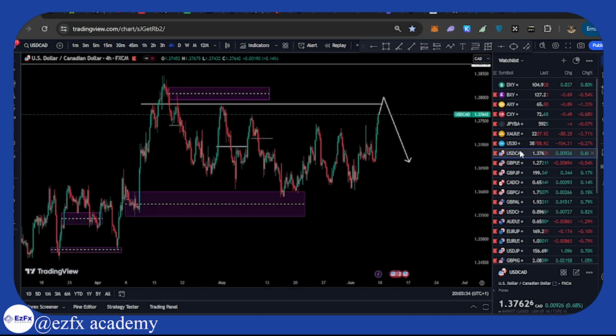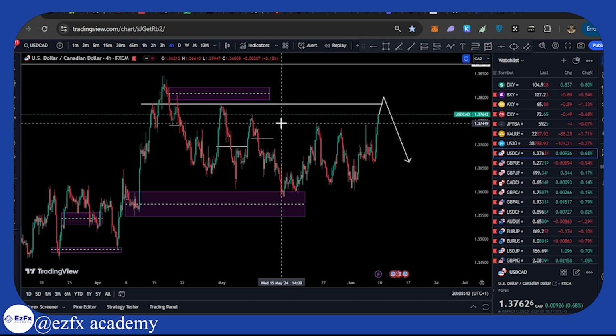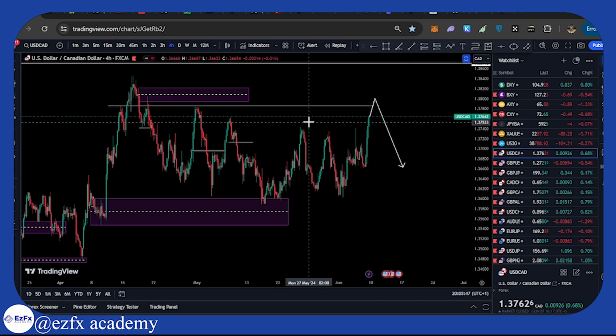Next up, we'll be looking at USDCAD. For USDCAD, something similar to what we're looking at on DXY. I'm watching out for USDCAD to be bearish during the course of the week.